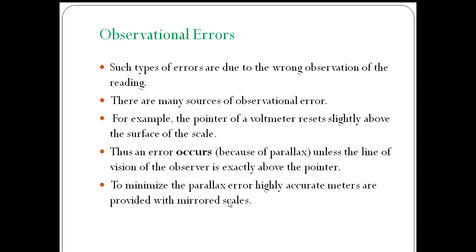To minimize the parallax error, highly accurate meters are provided with mirrored scales. As we have mirrored scales, we take utmost care while taking the reading. We have to observe that our face is visible on the glass. Then and only then we will take the reading. In that case, we will get the exact value of the measurement. So these are the observational errors, which occur due to wrong observation of the reading.